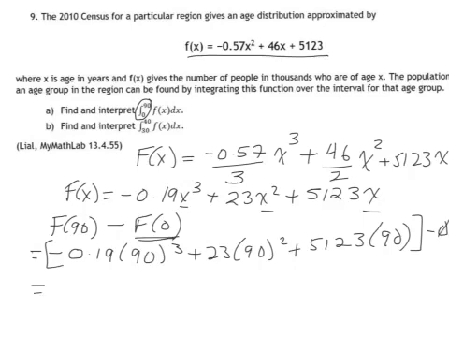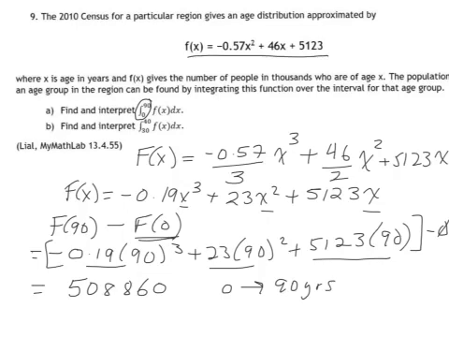And when we find the values of each of these terms, and we add or subtract, we've got a value of 508,860. So this would be the population in this region for people who are in the ages 0 to 90 years. Okay, so let's go to the next page, and we're going to evaluate this function for this part of the population, those who are between the ages of 30 and 40.